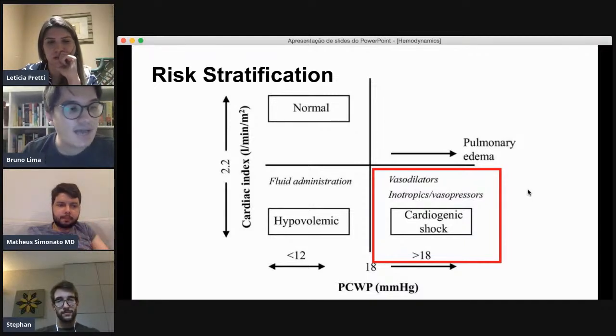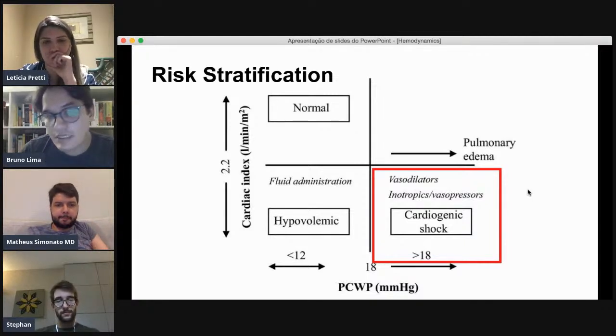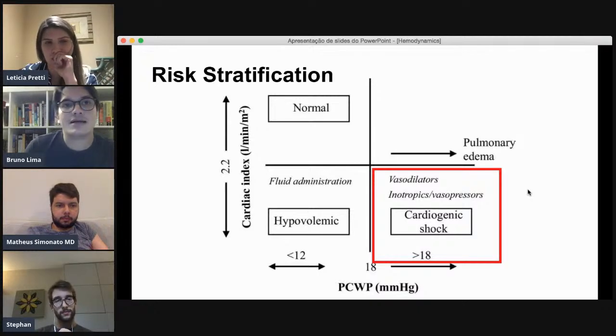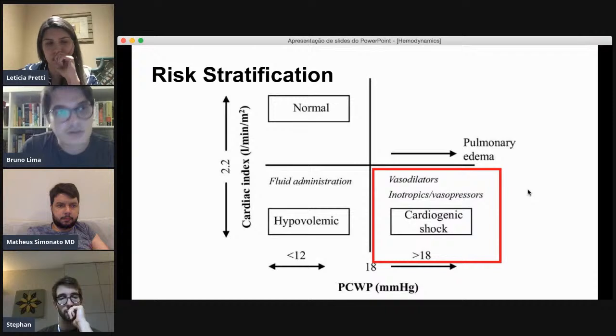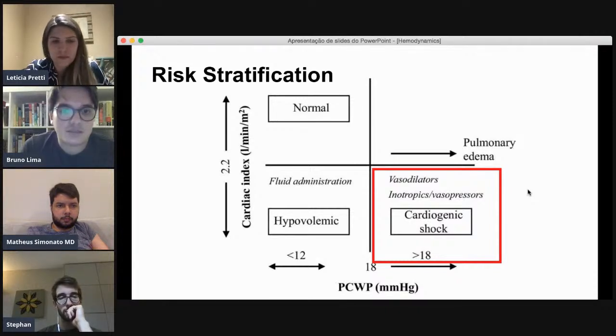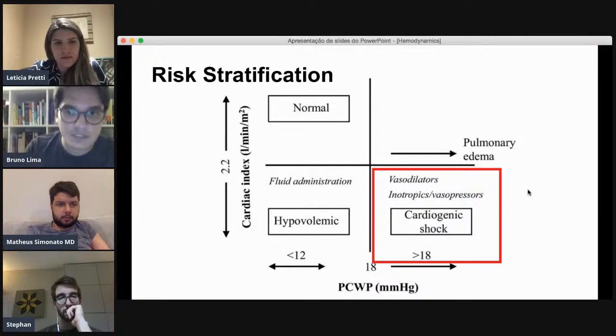Okay. If these things don't work, then you need to start thinking about mechanical support, things like balloon pump, things like Impella, or long-term like a VAD or heart transplant. Stage D heart failure patients eventually will need a transplant, unless they have some contraindications for that.